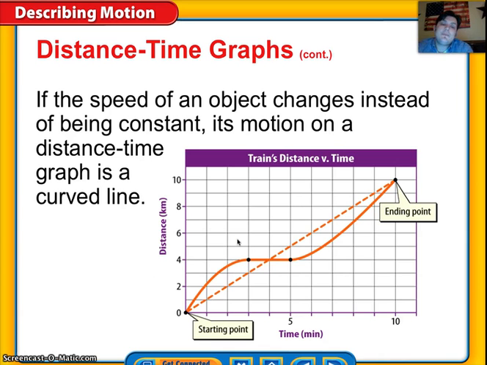Now, if the speed of an object changes, instead of being constant, its motion on a distance time graph is curved. We can see right here, this solid orange, your starting point at 0 seconds. At 1 second you get just past 2 kilometers, but then you start to slow down. And then at 3 seconds, you're just over 3. Just before 3 seconds, you start to flatline. When you get flat right here, this little flat area between 3 and 5 seconds, it's flat on a horizontal.